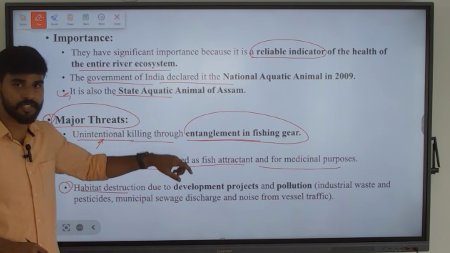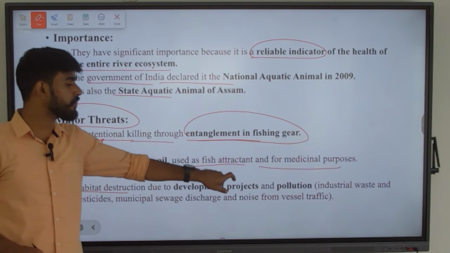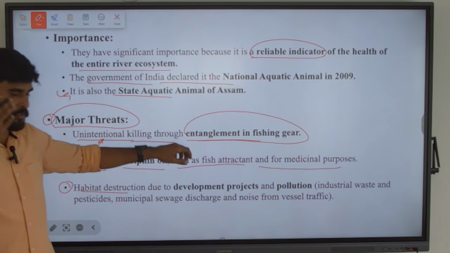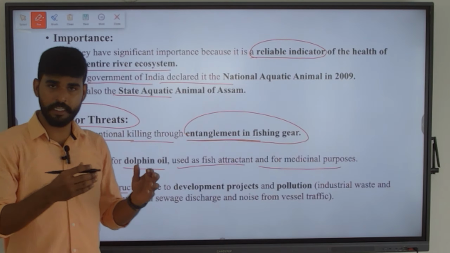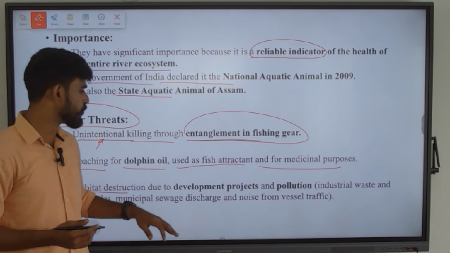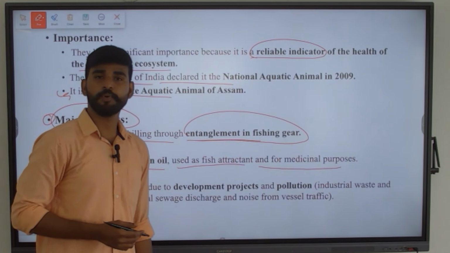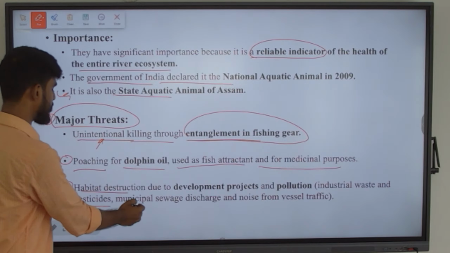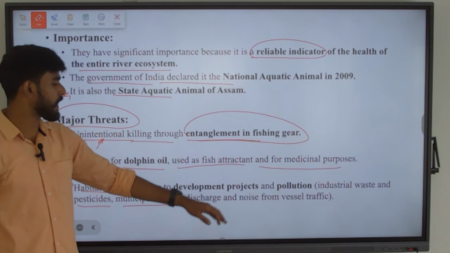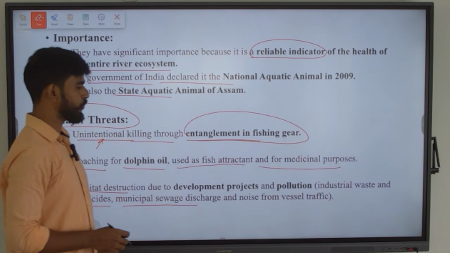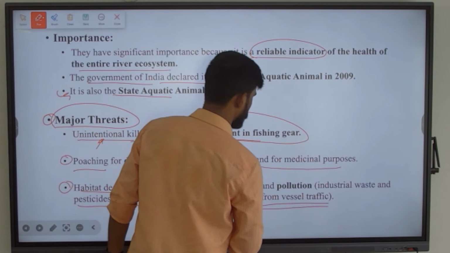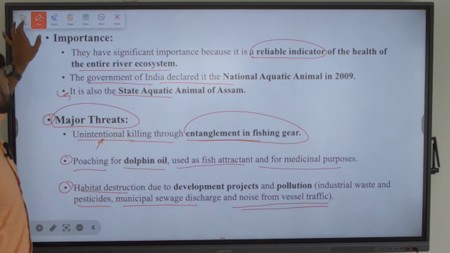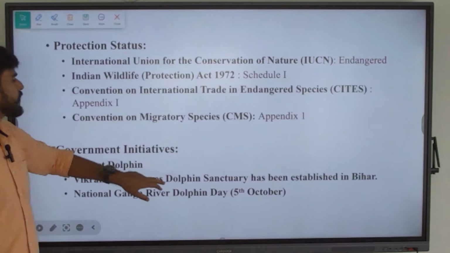How does habitat destruction take place? It is due to developmental projects, that is building. High-rise buildings are being constructed even in coastal areas. So such problems are there. And then pollution is one main problem. Industrial waste, pesticides, municipal sewage discharge, and even noise from vessel traffic are also there. So these are the major threats faced by Ganges river dolphin.